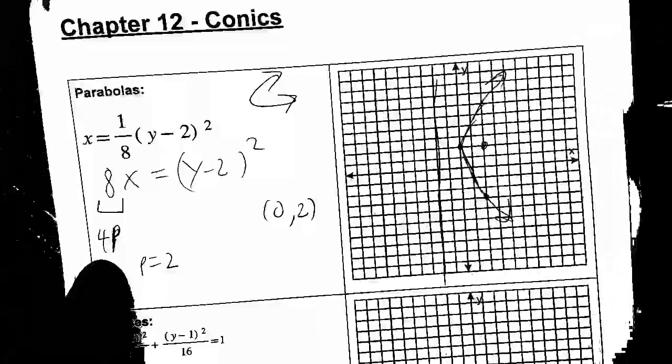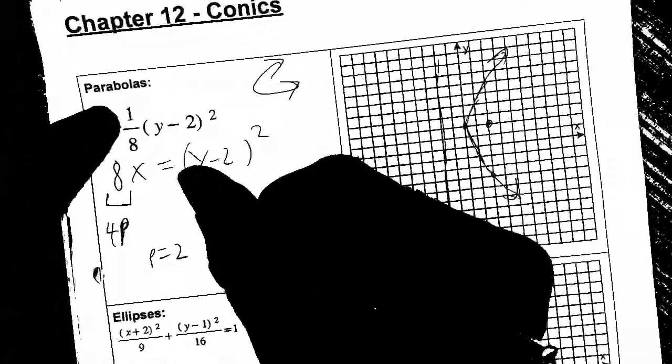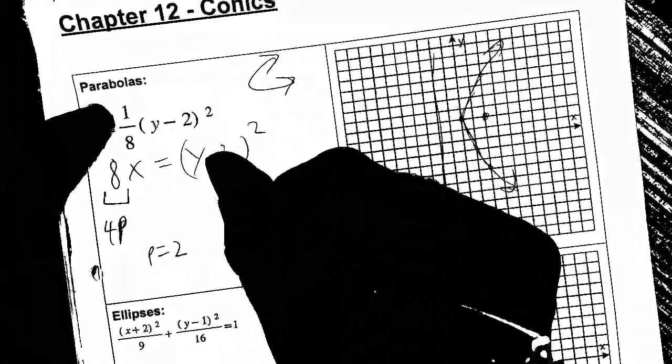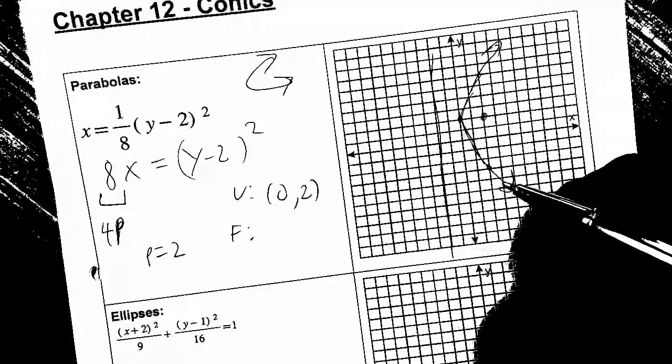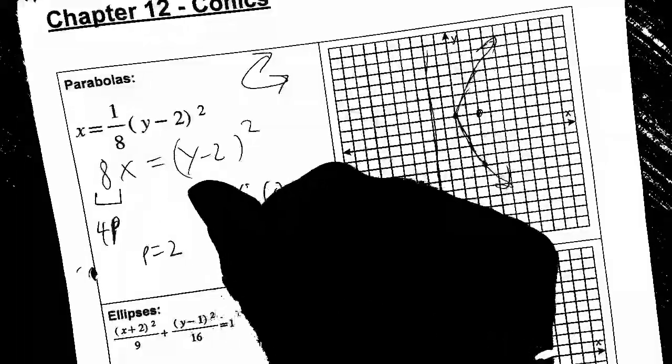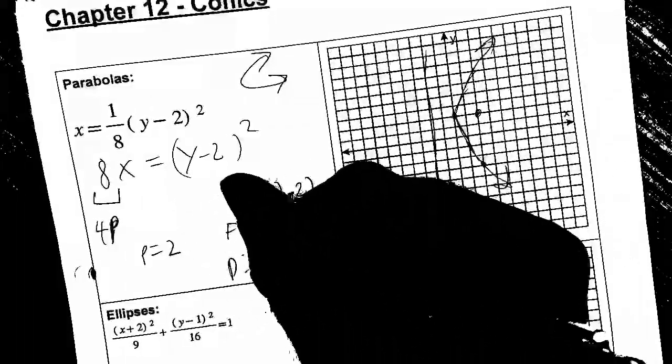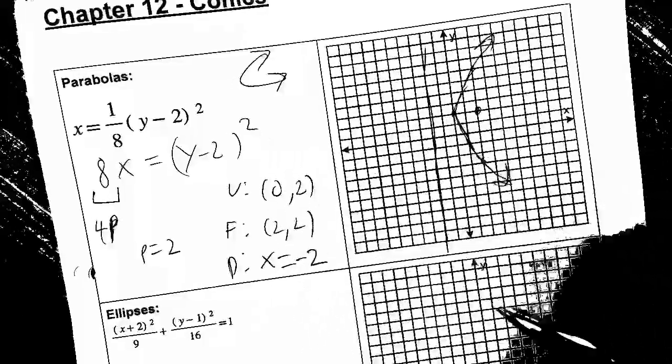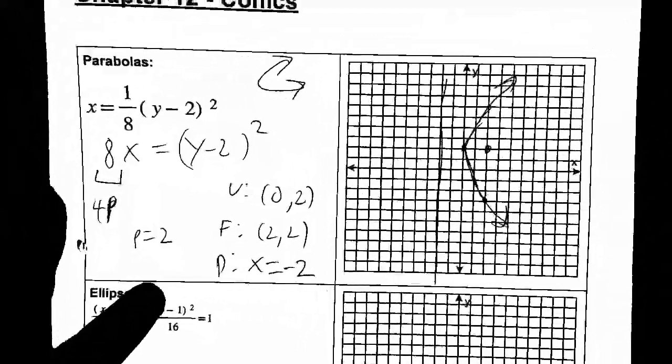There we go. So this is the vertex. Focus would be 2, 2, and then the directrix is x equals -2. Okay, are we good on this?